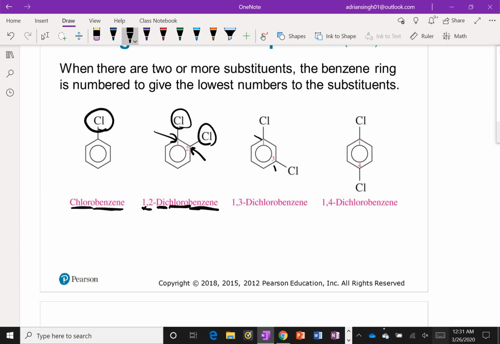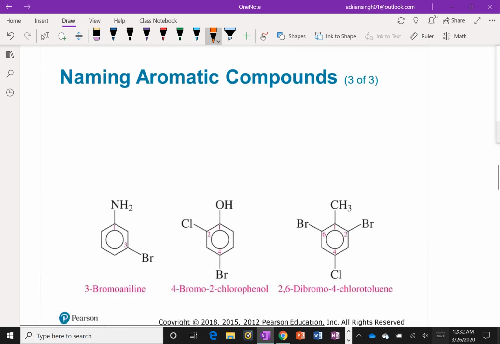All right, so when you number the ring, you want to give the lowest number possible to the substituents. So I would want to go clockwise in this case, 1, 2, 3, as opposed to going counterclockwise, 1, 2, 3, 4, 5, right? So 1,3-dichlorobenzene will always win versus 1,5-dichlorobenzene, right? You want to get the lowest number possible. And then similarly here, we have one on carbon 1 and one on carbon 4. So we'll say that's 1,4-dichlorobenzene, right?